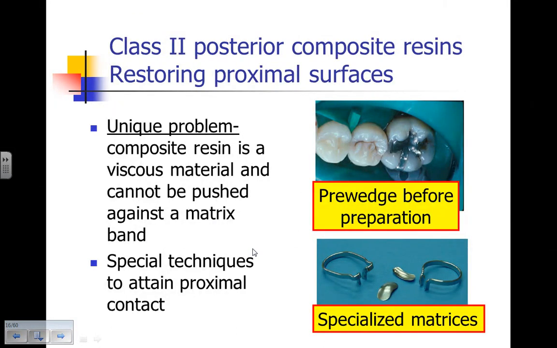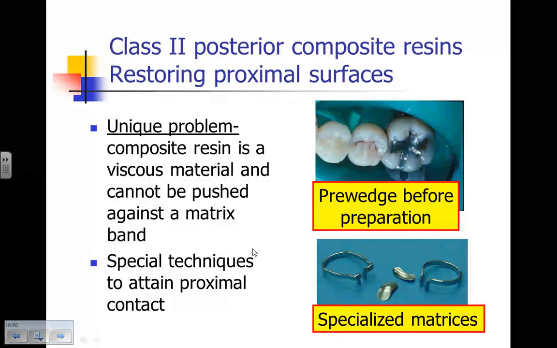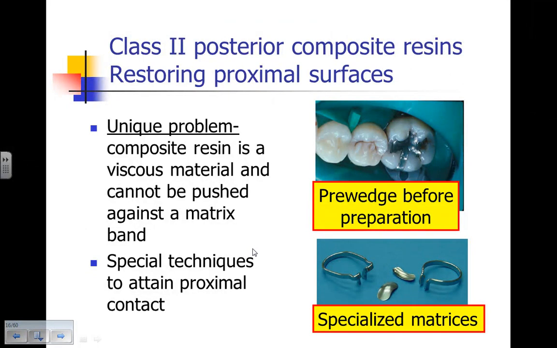Class IIs present a unique problem. When we're placing a Class II amalgam with a matrix band, we can make the amalgam denser. We can pack it in. We can pack it up against the matrix. Composite resin is a viscous liquid. It cannot be pushed against the matrix band, and so we need to use specialized techniques to attain proximal contact.